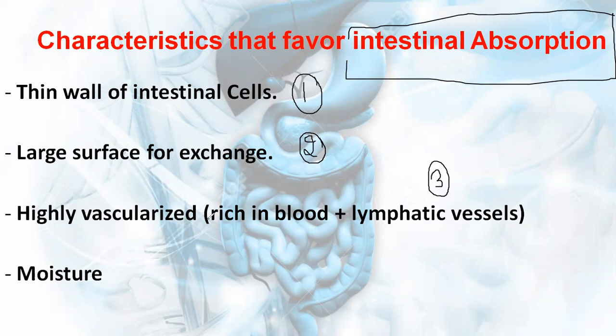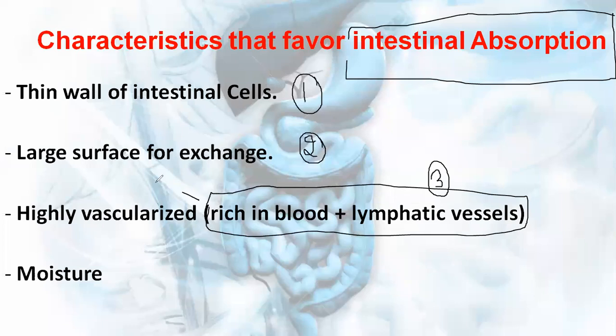Mister, can we study this without using the word highly vascularized? I will say, no. You have to know both of them. You have to know highly vascularized, which means that it's rich in blood vessels and lymphatic vessels.